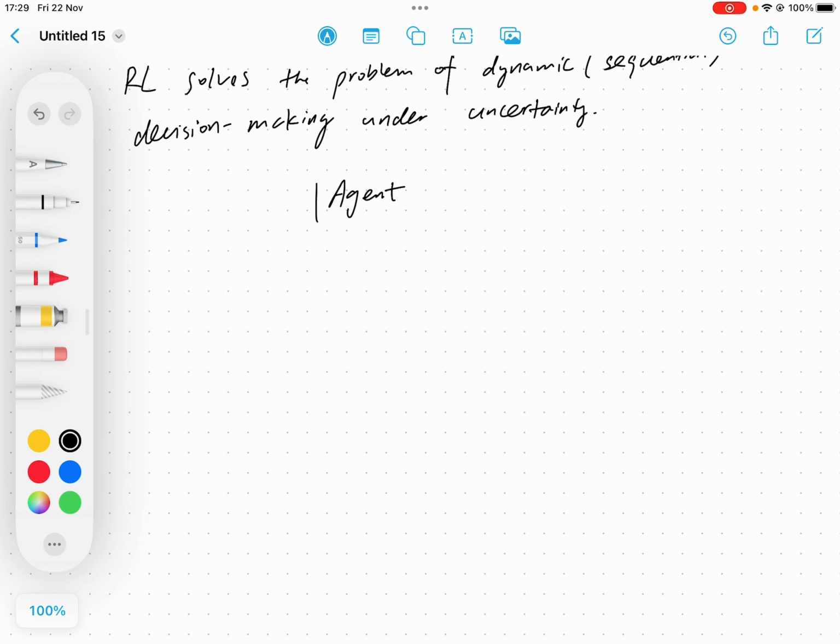Let's suppose this is the agent. Here we only have one agent, right? Later perhaps we could introduce some more complicated frameworks including multiple agents, but here for simplicity of the introduction we simply have one agent. And there is an environment. The agent is interacting with the environment, right?